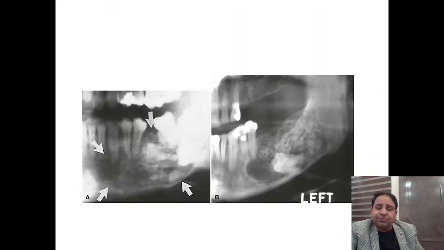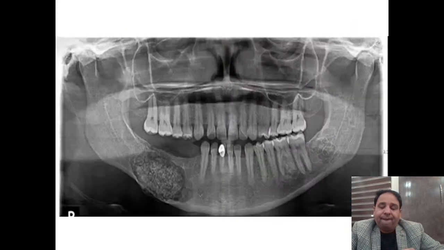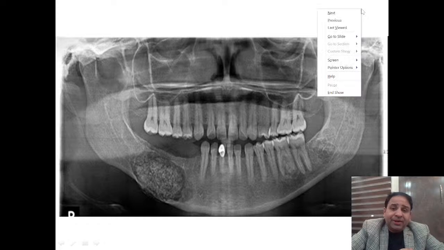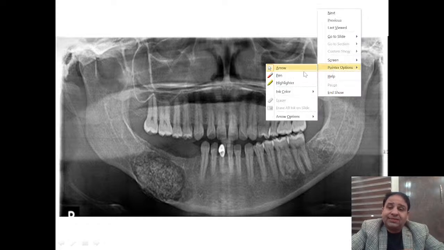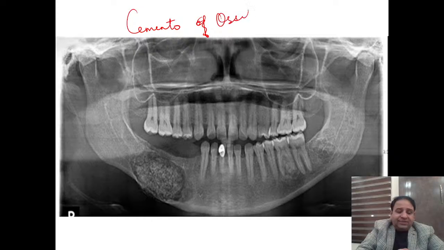Going on to the next slide, which is important. I'm not showing all these things which usually are not asked. I'll show you the important ones. Remember students, do remember this lesion also. This is called cemento-ossifying fibroma. This is another mixed lesion, which is called cemento-ossifying fibroma.